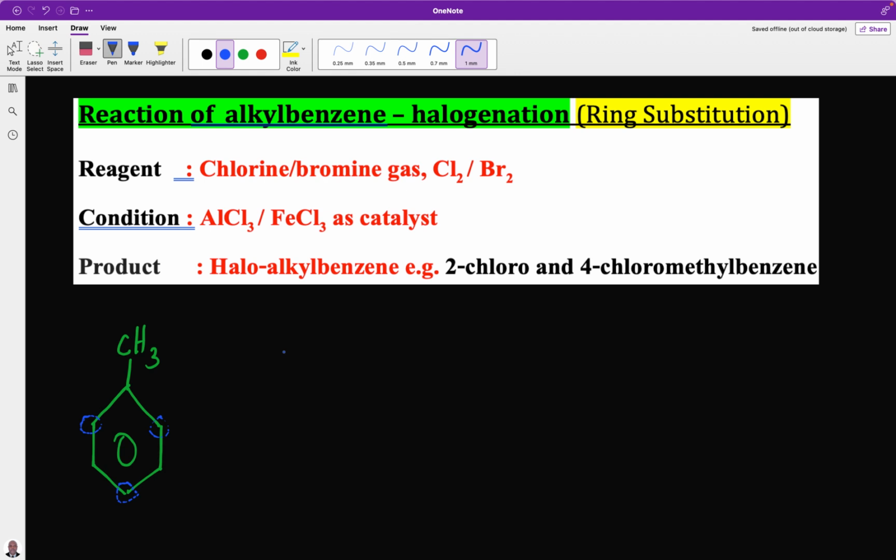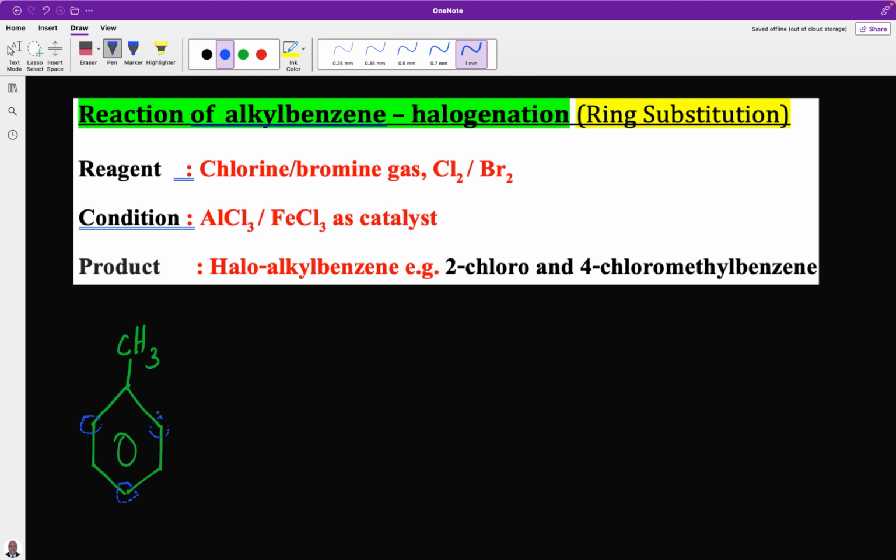In other words, we can say this group, the methyl group, is 2, 4, 6 directing. It is 2, 4, 6 directing once more because it increases electron density at the 2, 4, and 6 positions, thereby initiating electrophilic attack at these very positions. So that any incoming group will be directed to the 2 position, the 4th position, and the 6th position.